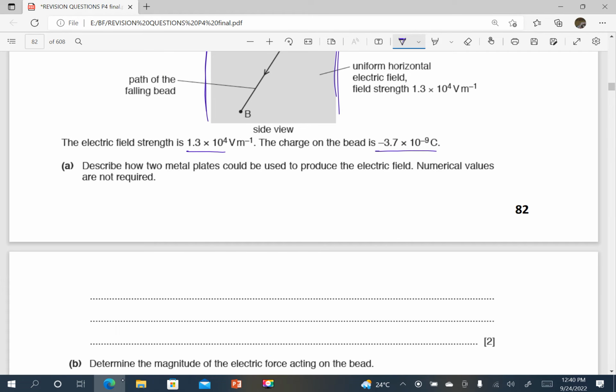One, since the field is horizontal, the plates must be vertical because the electric field is always perpendicular to the plates in a uniform field. So we can comfortably agree that the two plates are vertical. The two plates are vertical and separated. They should be separated. If they are overlapping, then there is no difference in potential. And separated with the left plate positively charged.